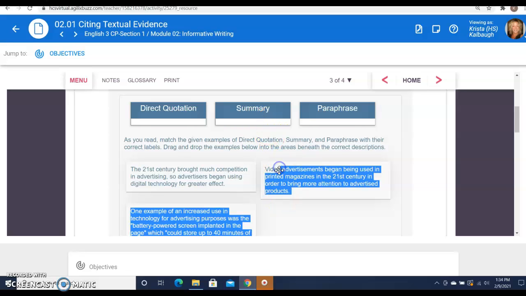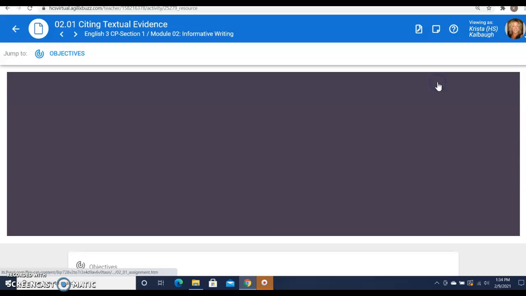So I believe you can click and drag or something. Yeah. So you can click and drag those. And again, go through that on your own. We'll look at it deeper at the Google Meet.